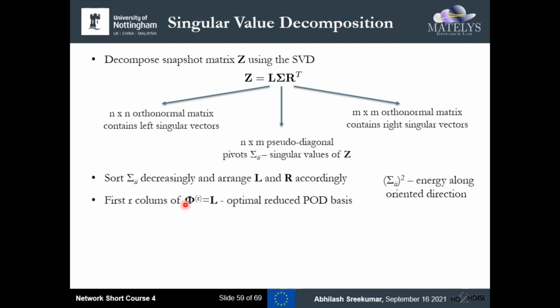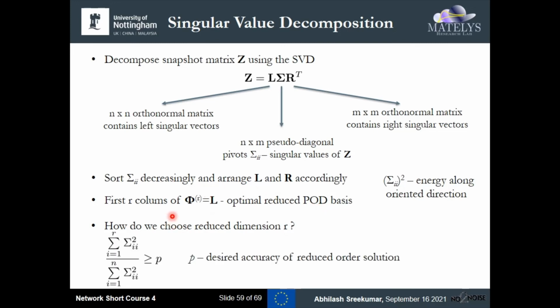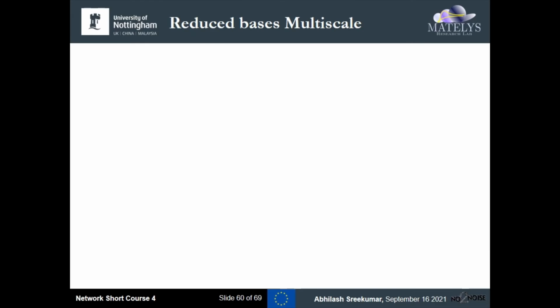Now the first r columns of L constitute the optimal reduced POD basis. Now the question goes to, how do we choose this reduced dimension r? The answer is very simple. It is basically using a truncation criteria based on a modal participation factor, where P is the desired accuracy of the reduced order solution. We plot this ratio.